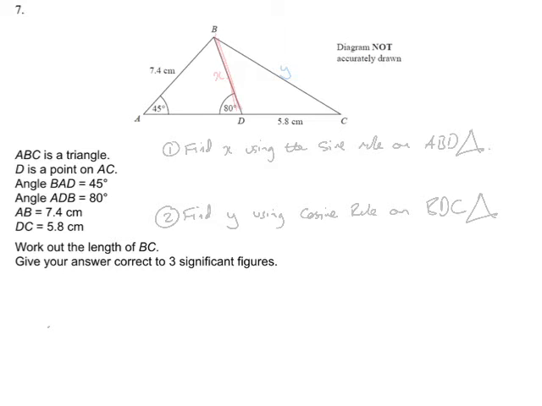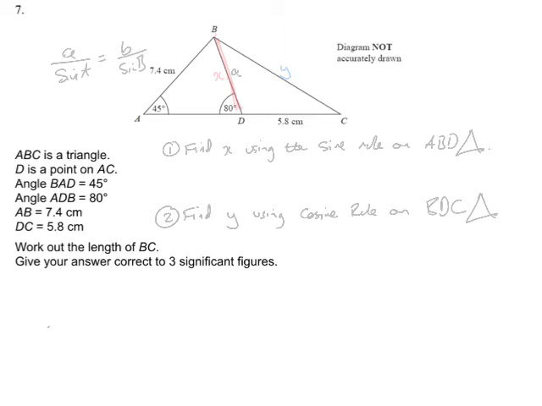Okay, year 10. So 2 ways to go through question 7. This is the first one: to find x in the picture using the sine rule on the left-hand triangle, and then to use the cosine rule on the right-hand triangle to find y.